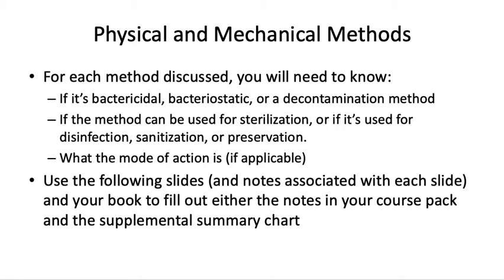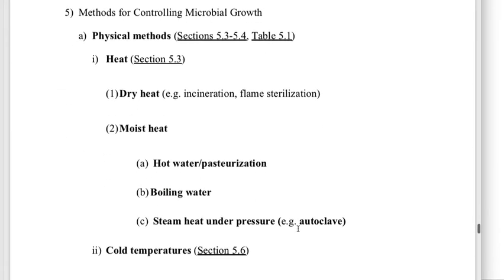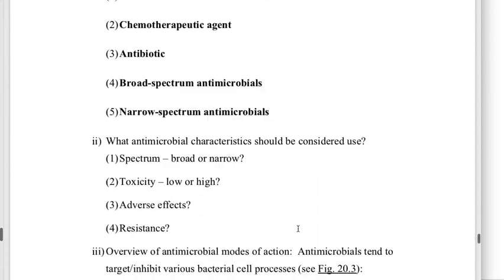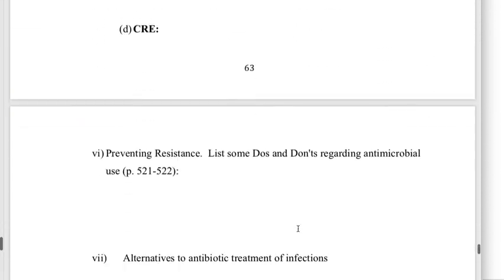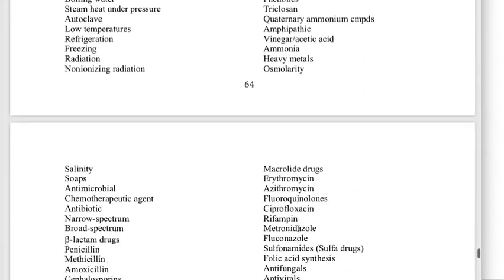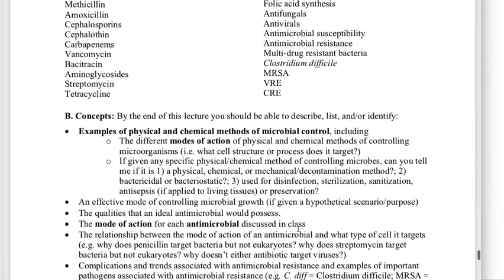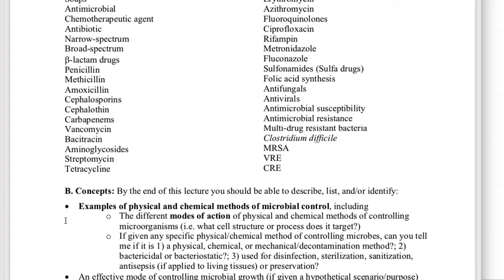And so if you look at your study guide, I'm going to jump all the way from the physical and chemical methods, and I want to move to where your lecture review guide is. So after your terms, on page 65, we have your concepts. And one of the things I want you to note is that for all of the physical and chemical methods, you're going to need to know the mode of action. You're going to need to know if it's bactericidal or bacteriostatic, if it's used for disinfection, sterilization, sanitization, or antisepsis. Or some things are going to be used to preserve.